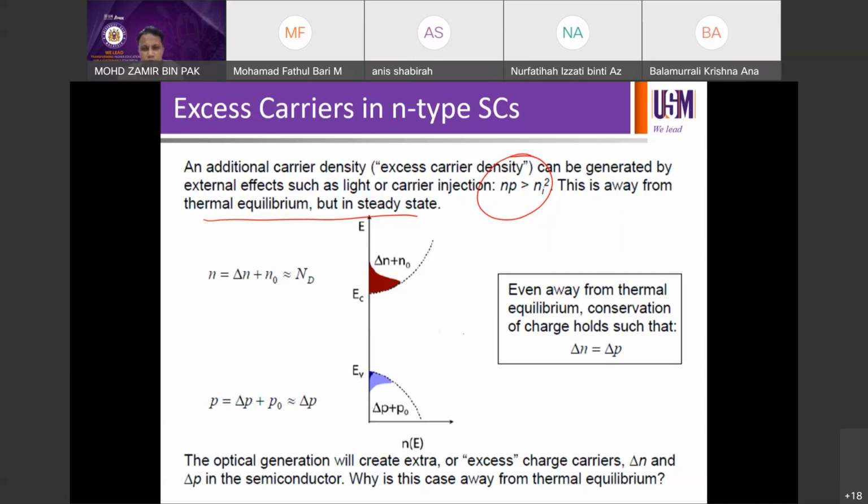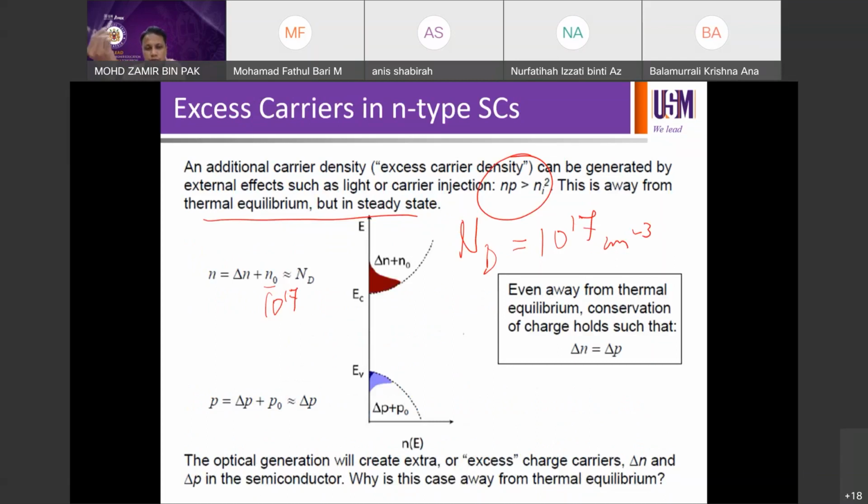For example, if you are creating excess carriers in an N-type semiconductor, which is earlier on doped at 10 to the 17 as an example, you can see the explanation on the next page as well. Let's assume you start off with an N-type silicon doped at 10 to the 17. That means your N naught is 10 to the 17, isn't it? 10 to the 17.